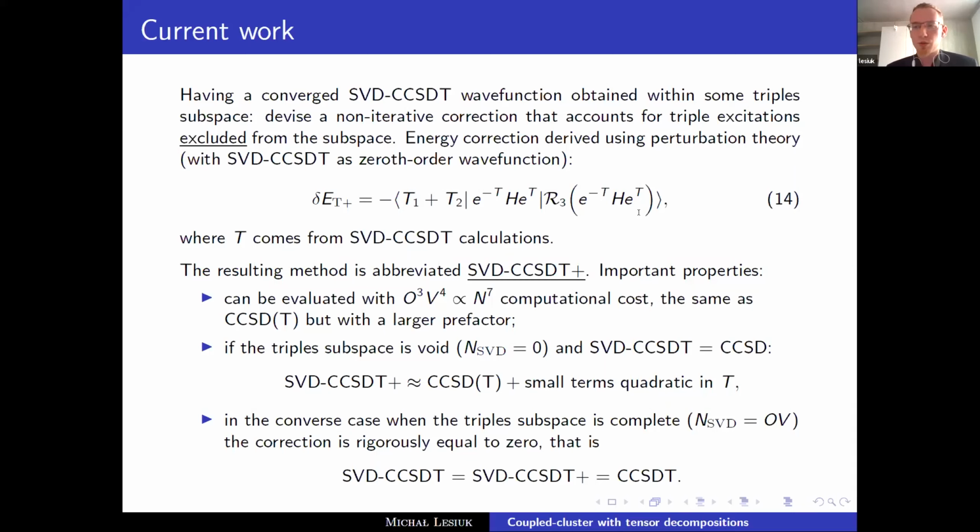And in the converse case, which you may expect, if you have a complete SVD subspace, so you include all possible excitations in the subspace, both SVD CCSDT and SVD CCSDT plus become equal to CCSDT rigorously. So in other words, this correction given by equation 14 is 0 if you have the true CCSDT wave function. So there is no overcorrecting or double counting. The limit is strictly well known.